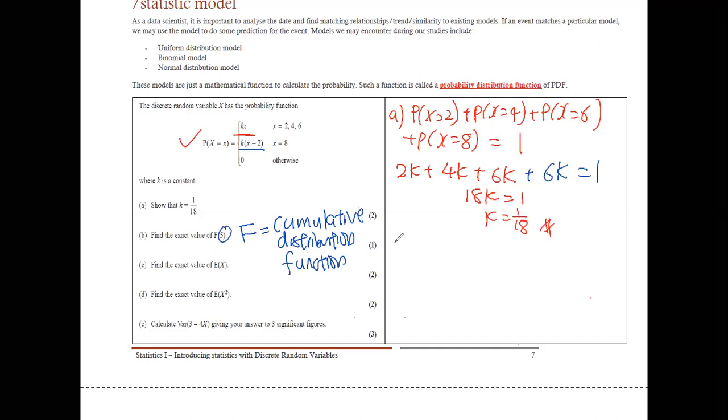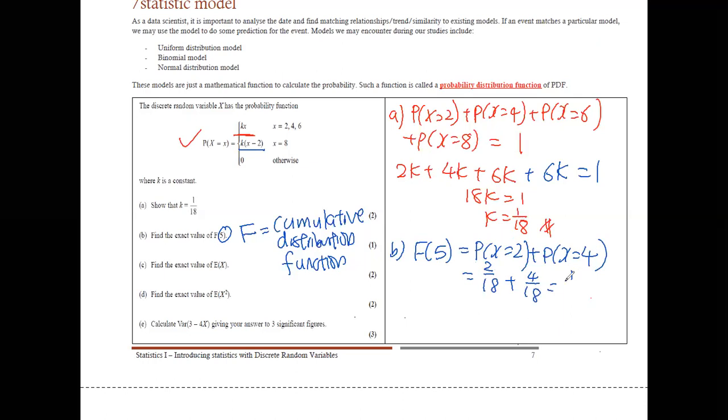So for this case, F(5), everything less than 5 will be P(x=2) plus P(x=4). Anything else? Nothing else. So the cumulative up to this value, we are going to add them up together. In this case, it will be 2 out of 18 plus 4 out of 18.